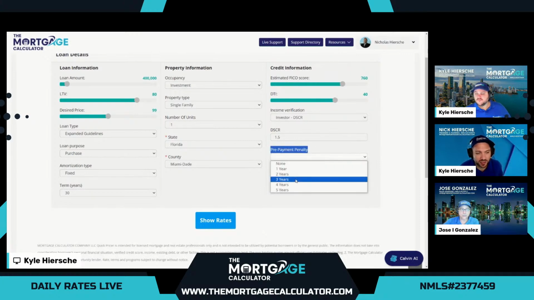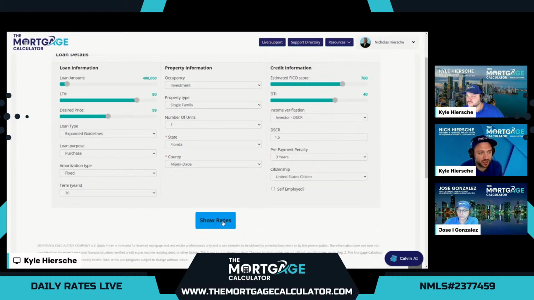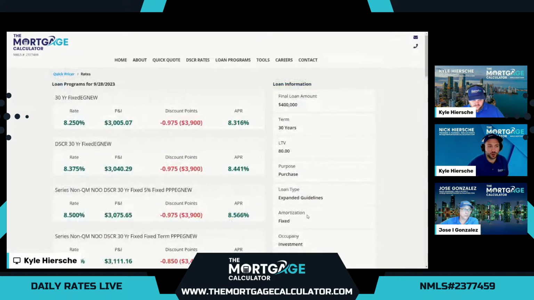3 years is standard. That's what we'll use today. We can select 0. That will cost more and will limit the amount of loan programs that show up. We can also select 5, which will save our borrower some money in some cases, but not all loan programs will show up. So in order to show the most common, we will choose 3 years, which is standard. So let's check out the DSCR options today for 1 unit. And Jose is about to go into a couple different options here.